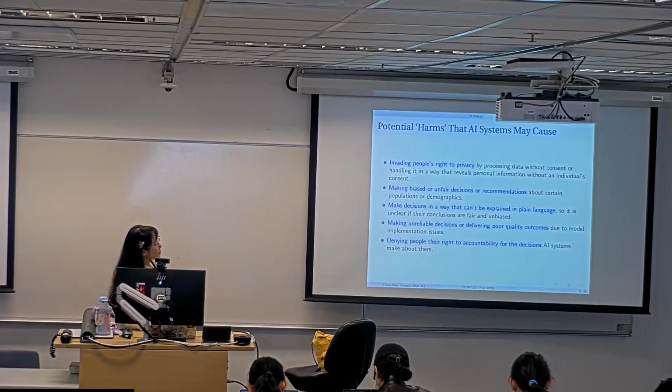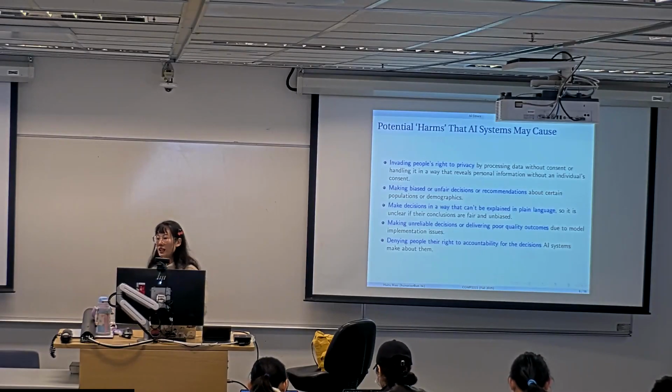And the second possible harm is that the AI may make biased or unfair decisions or recommendations about certain populations or demographics. This is specifically about fairness and bias. Later on, we will stress this. The AI may also make decisions in a way that can't be explained in plain language, so it is unclear if its conclusions are fair and unbiased. This is specifically about transparency and explainability of the AI.